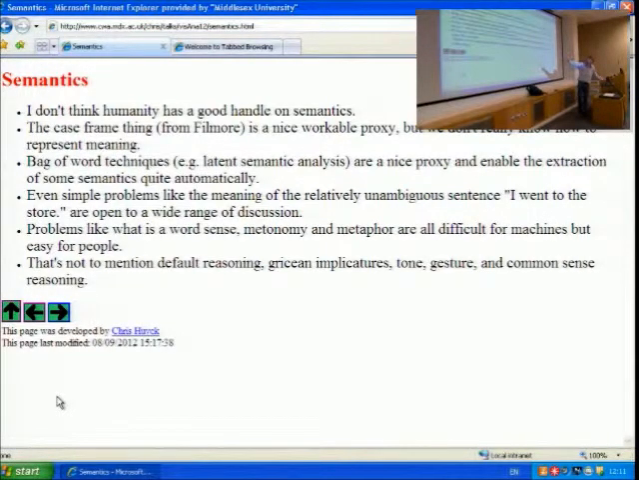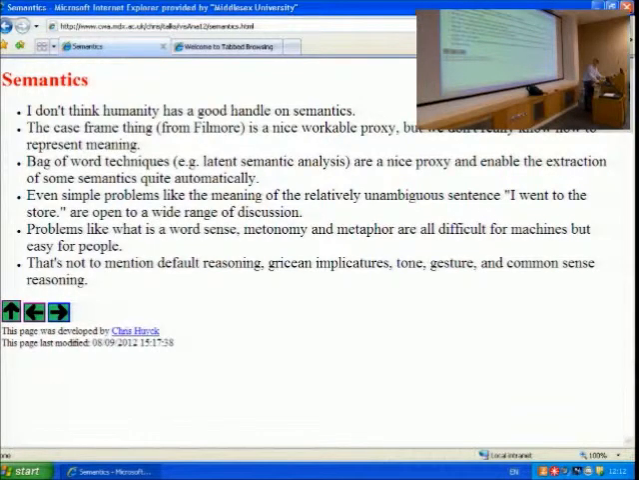Problems like what is a word sense, metonymy, and metaphor are all difficult for machines, but easy for people. Say I said, I read Mark Twain. Did I actually look at Mark Twain and read the tattoos on him? No, I read a book by Mark Twain. That's metonymy. People don't have any problems with that. In your program, you need to say, oh, Mark Twain is an author, so what's really meant here is that you read his book. But if you're talking about tattoos, you're reading the tattoo on his arm. That's not to mention things like default reasoning, Gricean implicatures, tone, gesture, common sense reasoning. Man, language is tough. It's really, really hard.